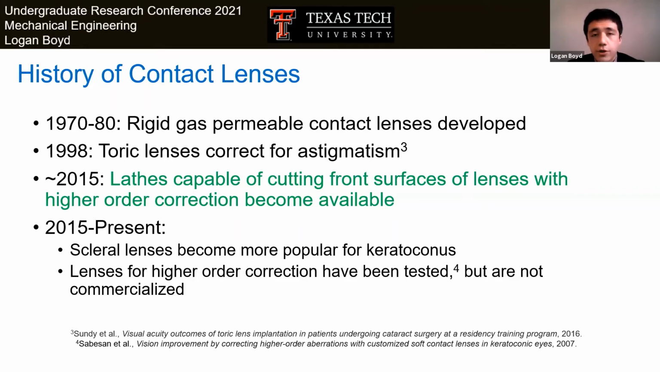Currently, keratoconic patients wear scleral lenses, which cover the whites of their eyes. And while these lenses protect their cornea, they don't do anything about higher order aberration control. While rigid gas permeable higher order lenses have been tested beforehand, they are far from being commercialized, which is our opportunity. That's the background. Let's get into the research.